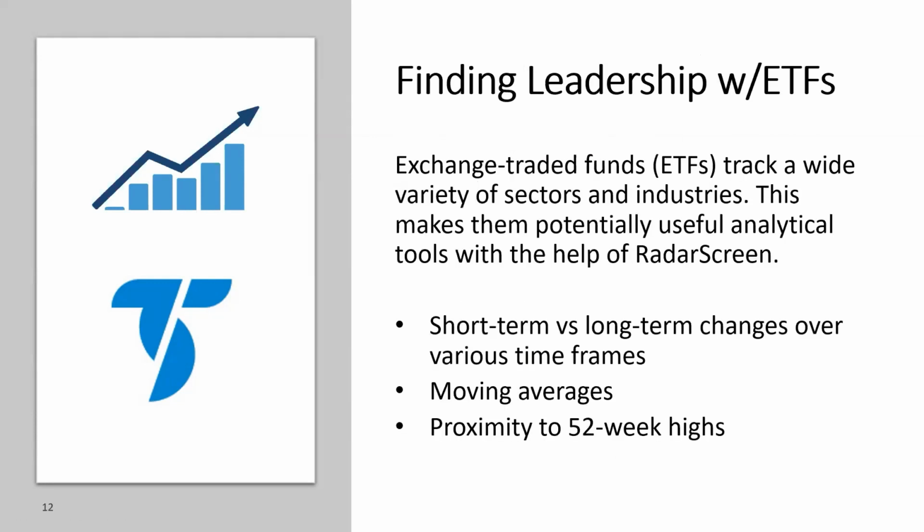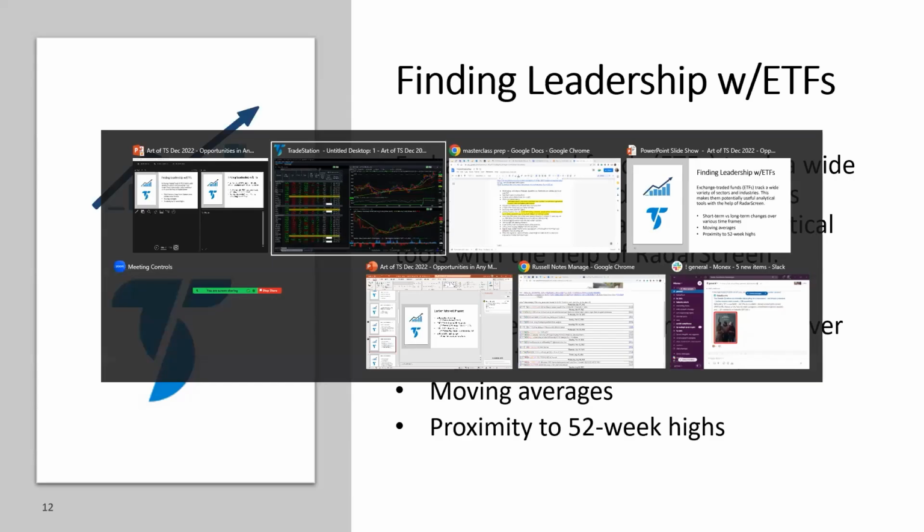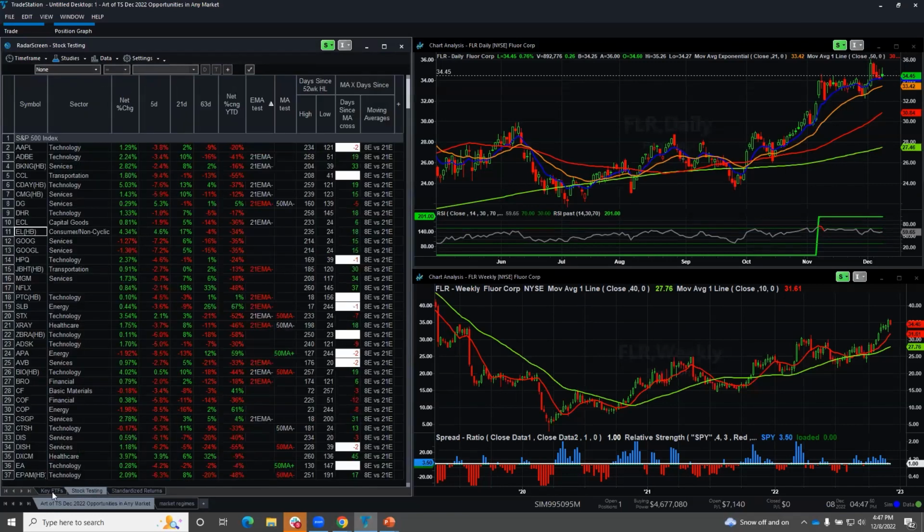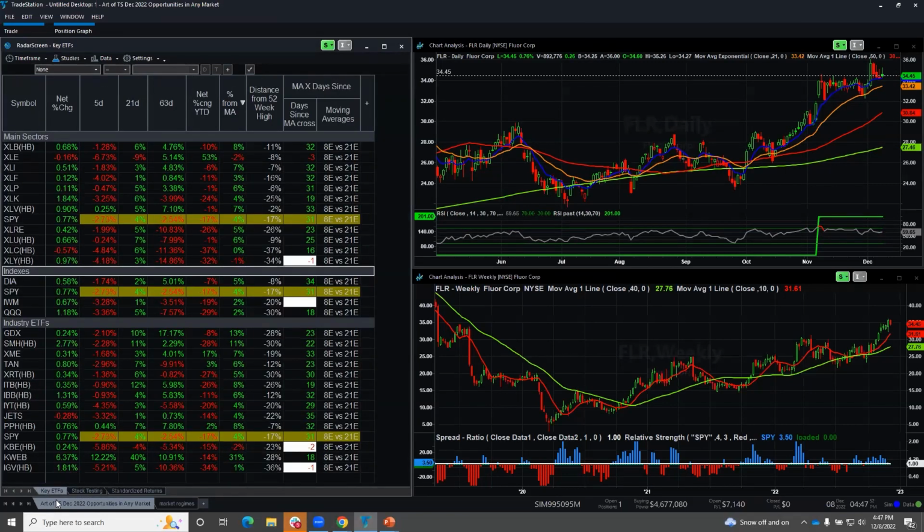All right, so we can find this counter leadership with ETFs. They track a wide variety of sectors and industries, and this makes them potentially useful analytical tools with the help of radar screen. We can look at short-term versus long-term changes over different time frames. All right, so now we're going to go to the workspace, and this is radar screen on the left. Now you're going to notice this radar screen has 3 tabs. We're going to start off with key ETFs.